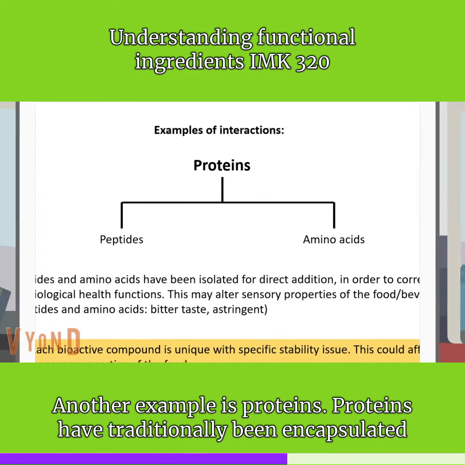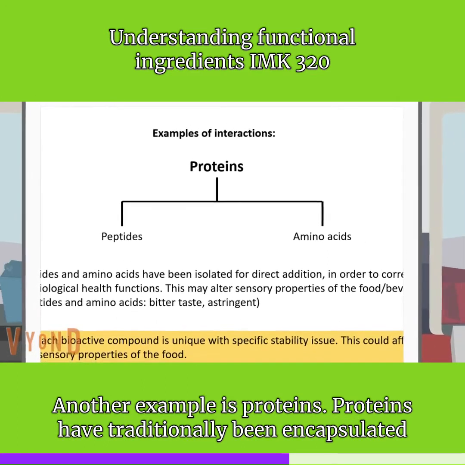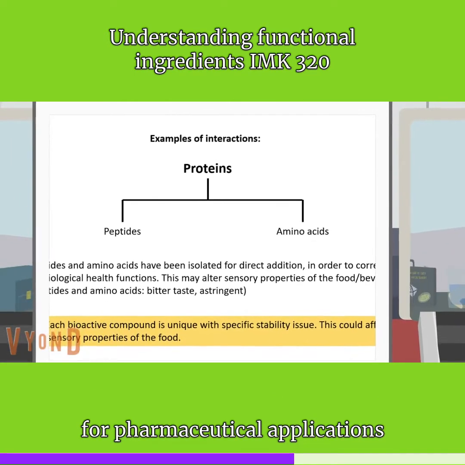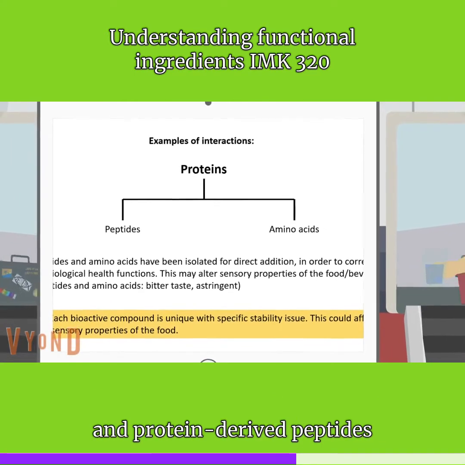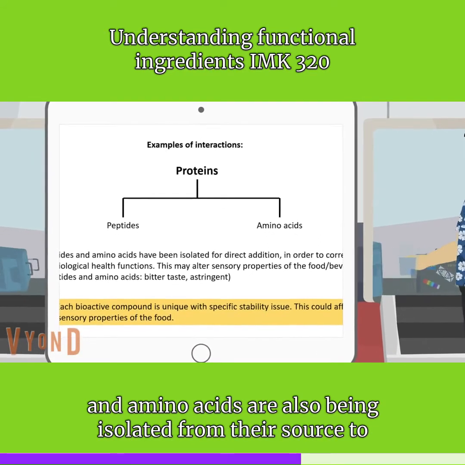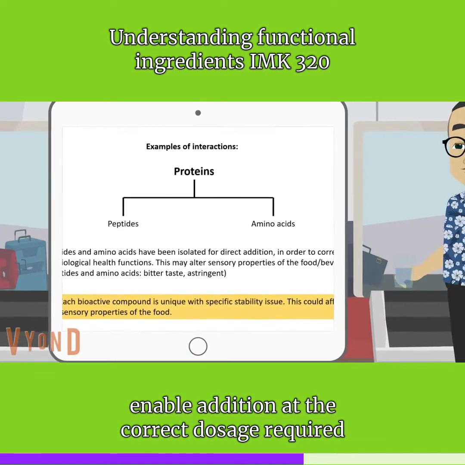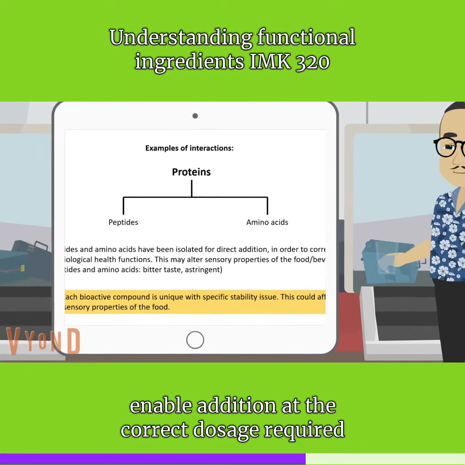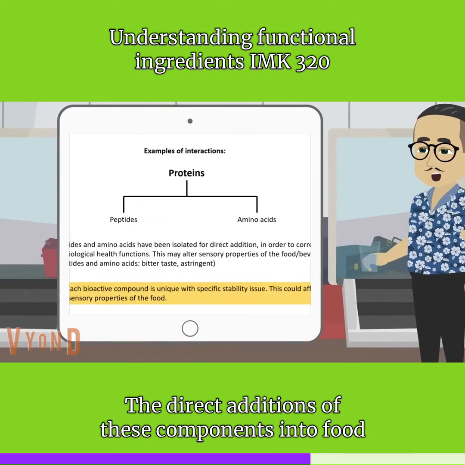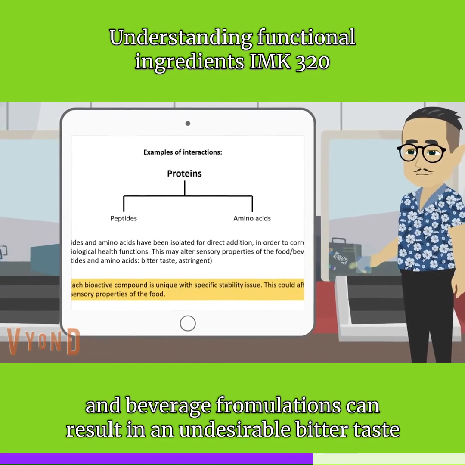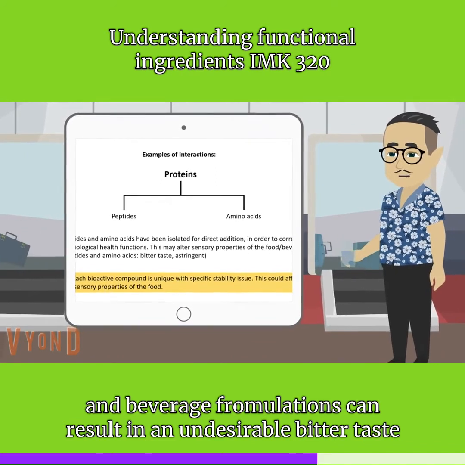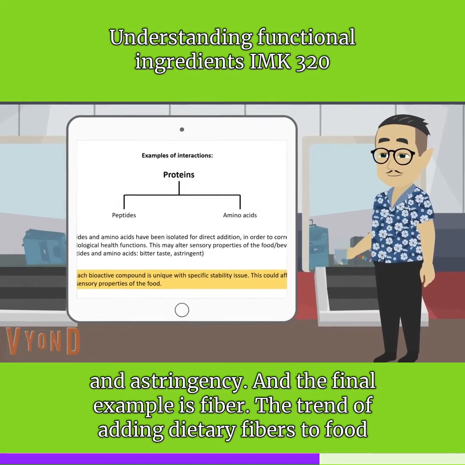Another example is proteins. Proteins have traditionally been encapsulated for pharmaceutical applications, and protein-derived peptides and amino acids are also being isolated from their source to enable addition at the correct dosage required for physiological health functions. The direct addition of these components into food and beverage formulations can result in an undesirable bitter taste and astringency.